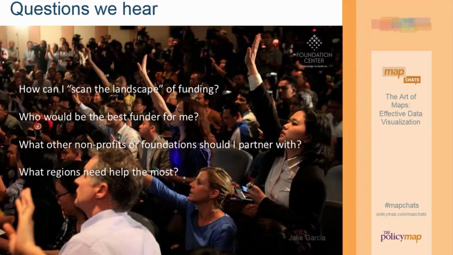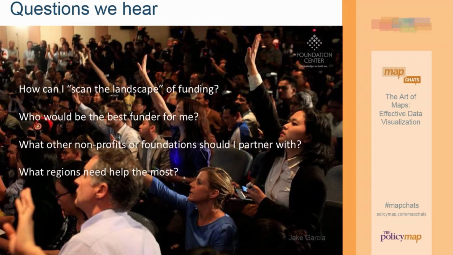But there are a couple of things that we hear all the time. One is, how can I scan the landscape of funding? I interviewed about 40 foundations about a year ago, and 38 of the 40 literally said this sentence, scan the landscape, or how can I get a landscape scan, or some word jumble of this. So it's a very popular question. They just want to know where the funding is going, who the biggest funder is, that kind of thing.